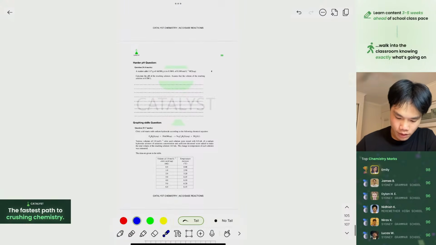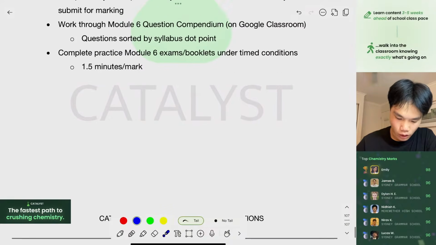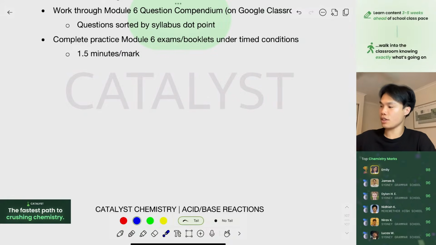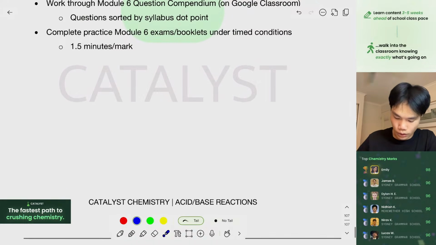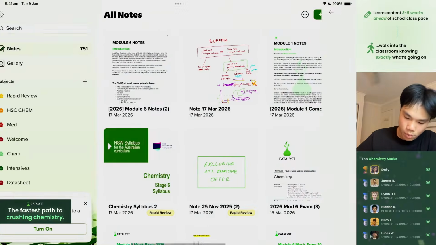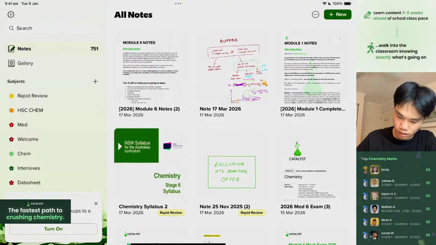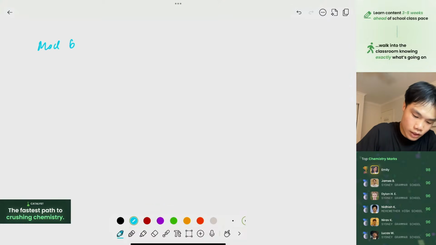The final thing is I want to give you a list of calculation types to go revisit, if you haven't already gone back and checked all the calculations in this module. So the list of calculations you should know. If you don't, have a look. Let's open up a blank page. Mod 6 calculation checklist.